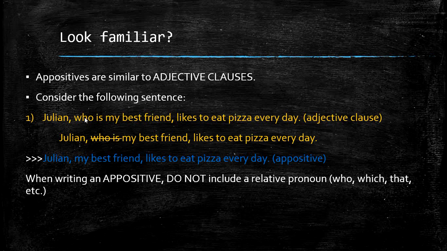But if I take away who and the verb, as I've done here, this is actually an appositive: Julian, my best friend, likes to eat pizza every day. So remember, when you write an appositive, do not include a relative pronoun.